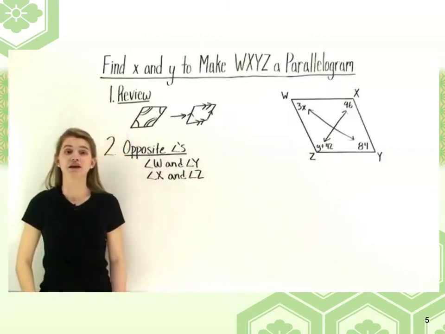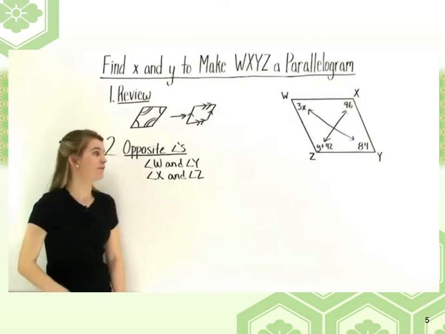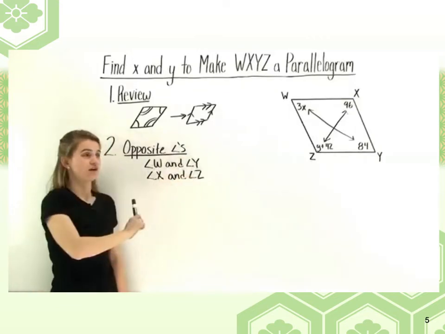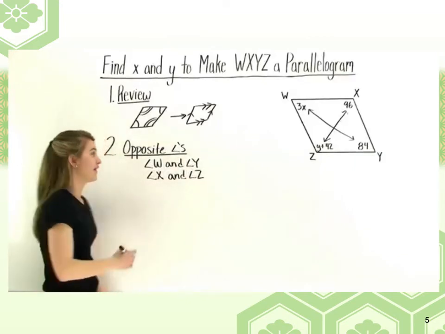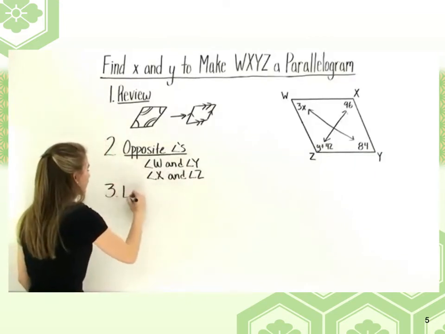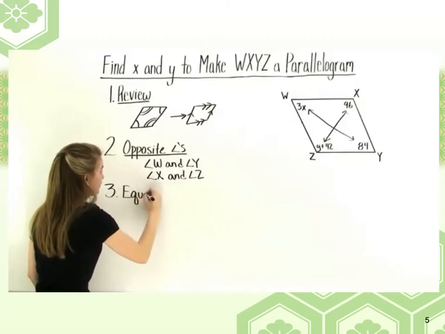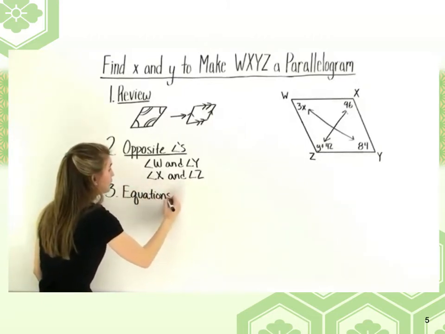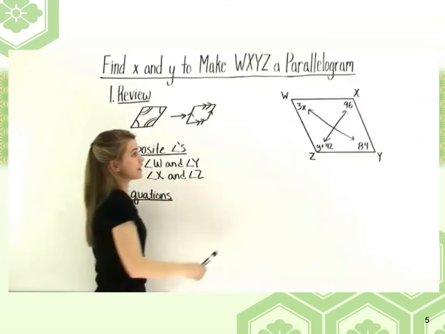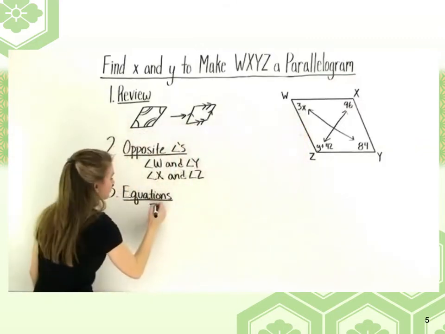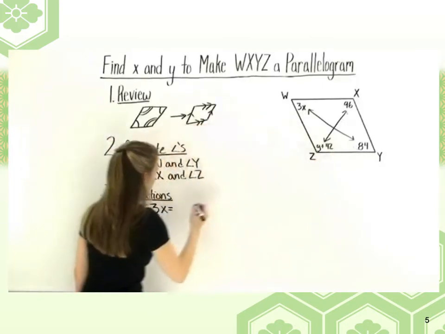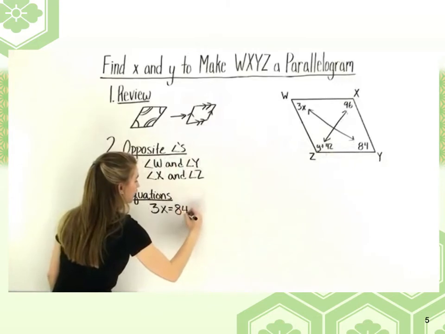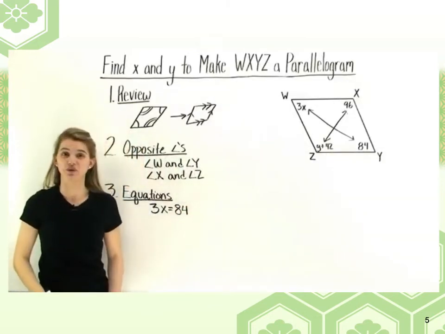Now that we have our pairs of opposite angles, we know in order for this quadrilateral to be a parallelogram, this angle must be equal to this angle, and this angle must be equal to this angle for opposite angles to be congruent. So, let's go ahead and write those equations then. We know that angle W must be equal to angle Y. Well, angle W is equal to 3x. So 3x must be equal to angle Y, which is equal to 84. So now we have an equation involving x. We can solve that and find the value of x.